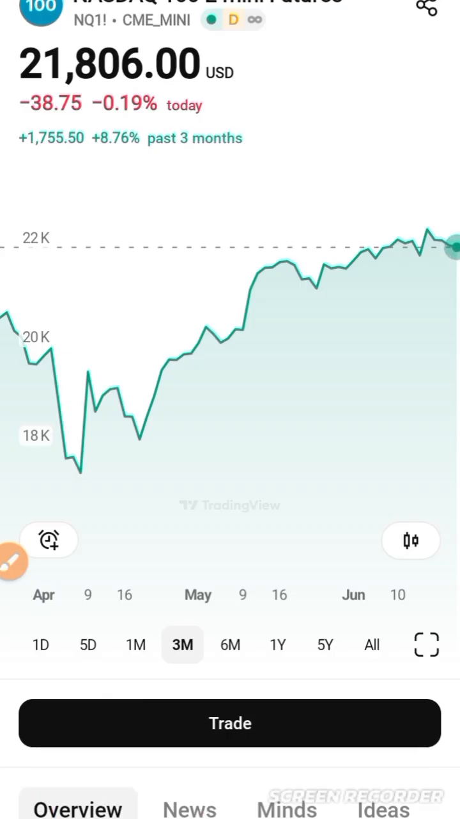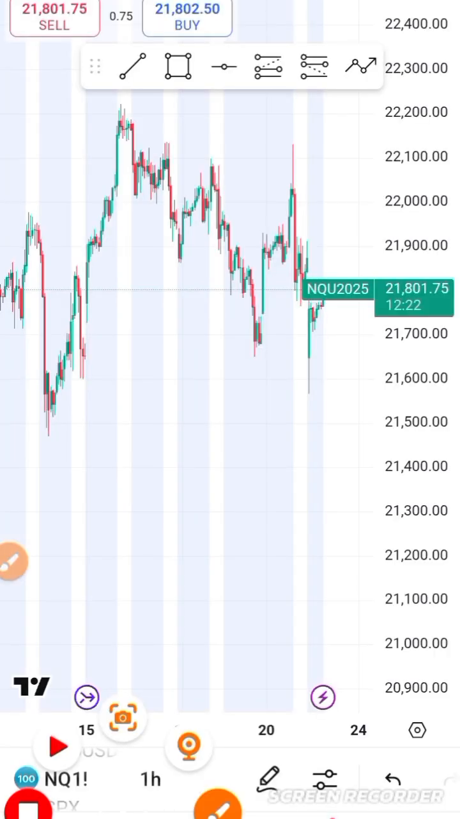So we'll proceed with more information on Nasdaq 100 today. I'll be showing you support and resistance on Nasdaq 100. So let's go in. As you can see now, we are in Nasdaq 100.